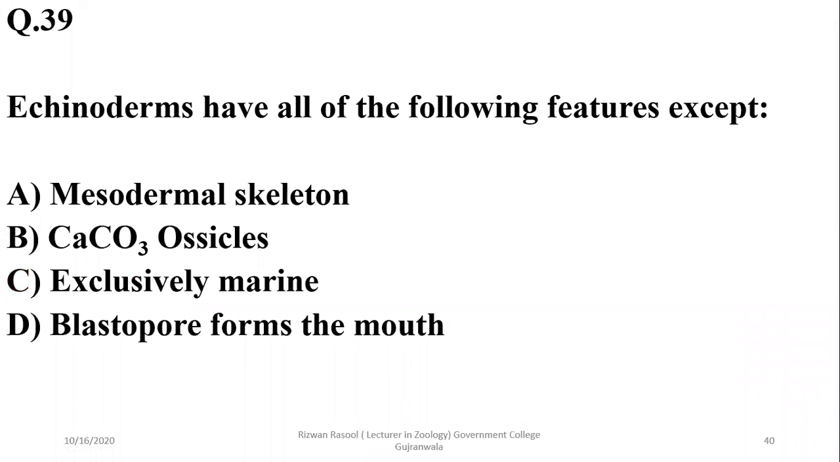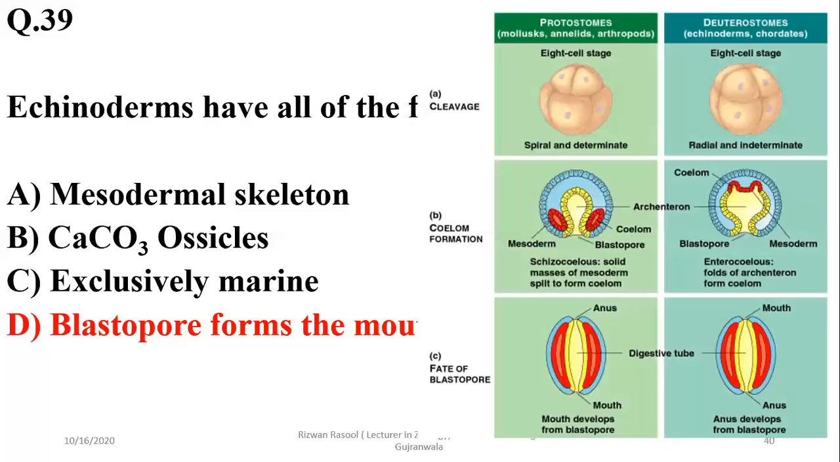Echinoderms have all of the following features except, they have a mesodermal endoskeleton. Yes, they have calcium carbonate ossicles, and are exclusively marine, but the blastopore forms their anus end because they are deuterostomes. So delta is not their characteristic. Alpha, beta, Charlie are their characteristic features. Delta will be the answer. As you can see, they are deuterostomes. The blastopore forming the mouth end is observed in protostomes only.